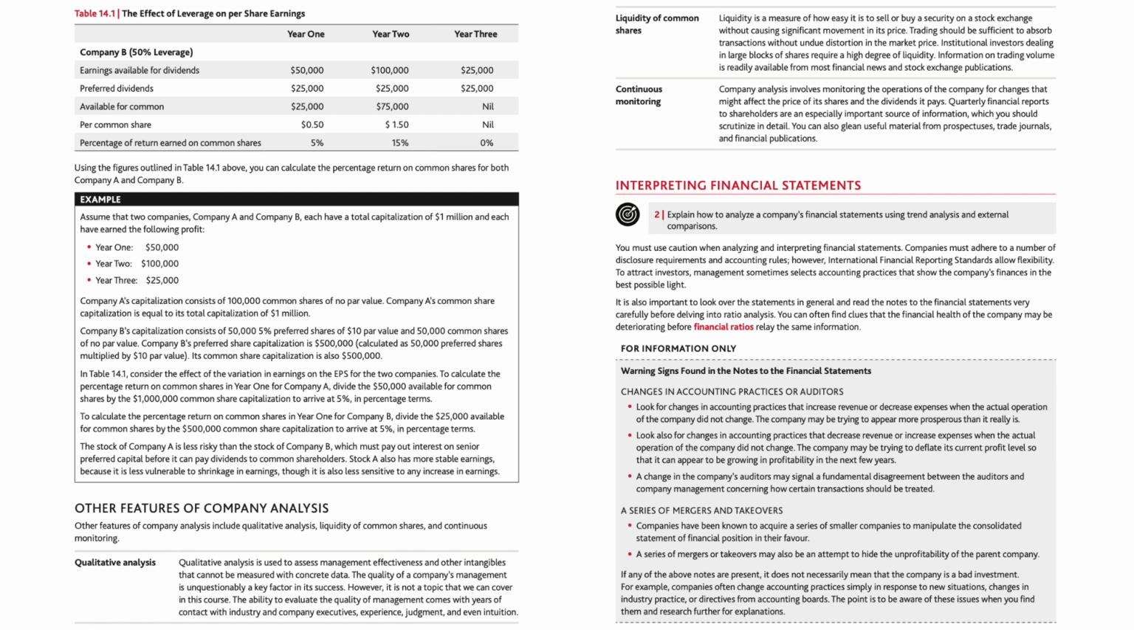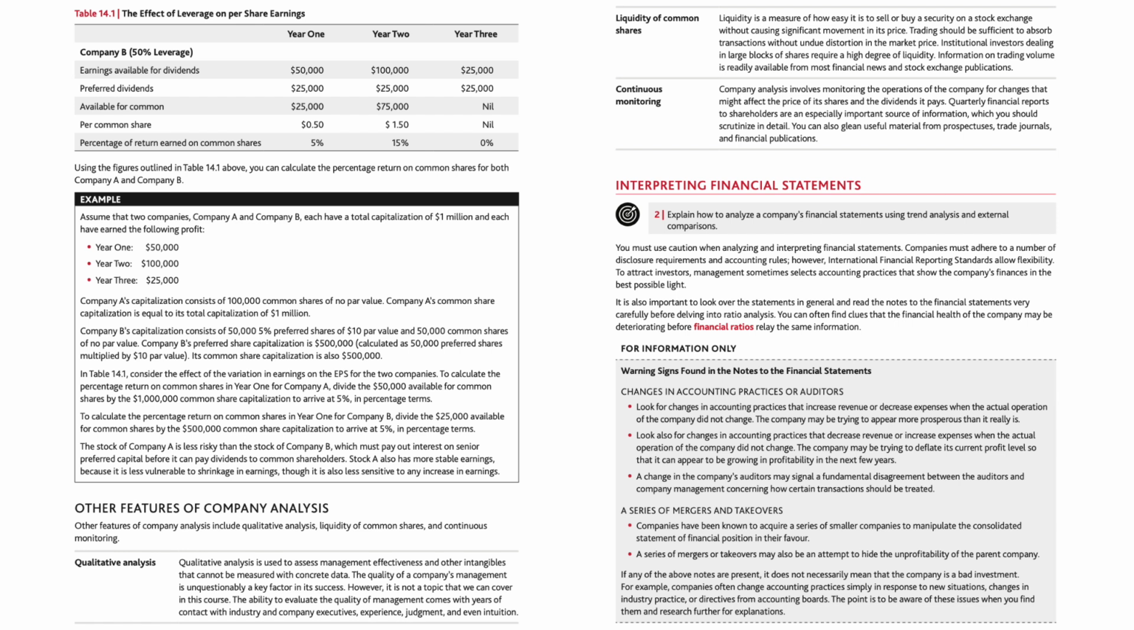Assume that two companies, Company A and Company B, each have a total capitalization of $1 million and each have earned the following profit. In the first year, $50,000 of profit. In year two, $100,000. And in year three, $25,000. Company A, their capitalization consists of 100,000 common shares of no par value. Company A's common share capitalization is equal to its total capitalization of $1 million. That's the no leverage example.